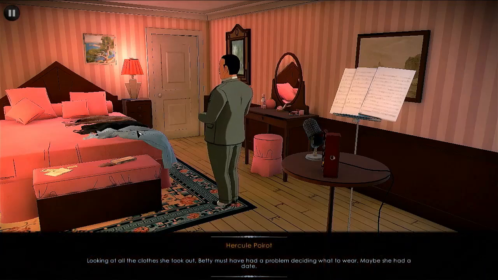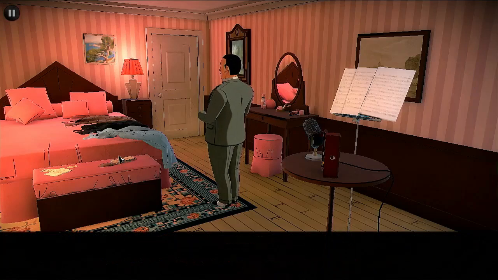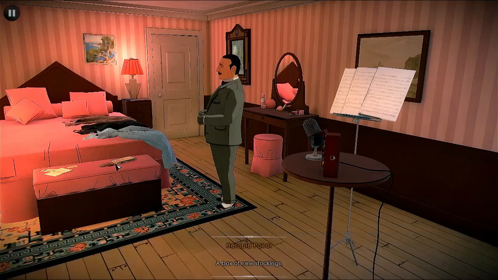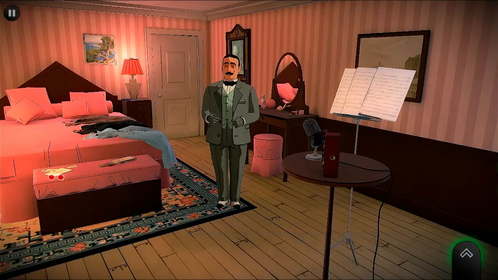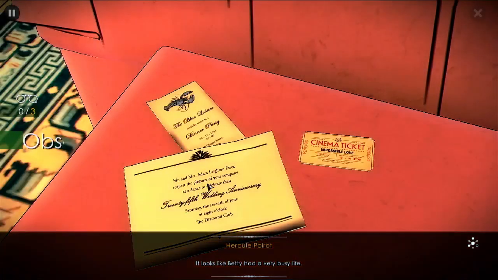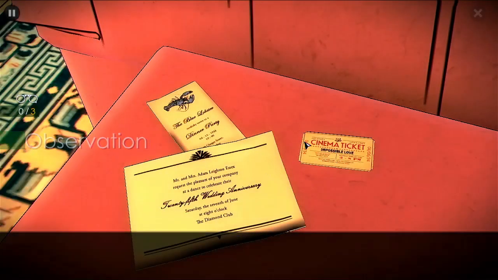Oh, we have some clothes. Looking at all the outfits she took out, Betty must have had a problem deciding what to wear. Maybe she had a date? Maybe. A box of new stockings. Stockings as well. It looks like Betty has a very busy life.